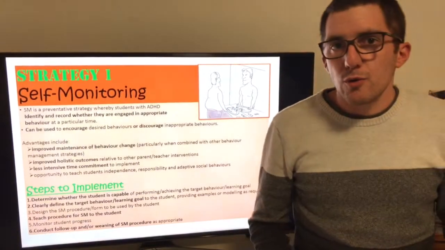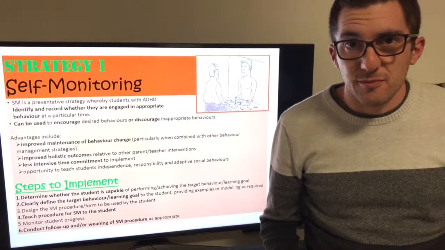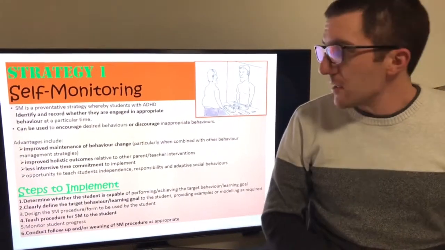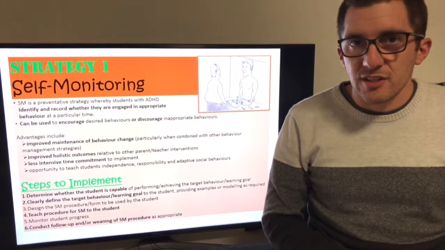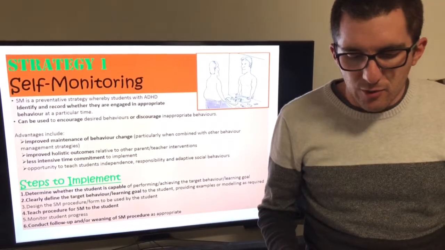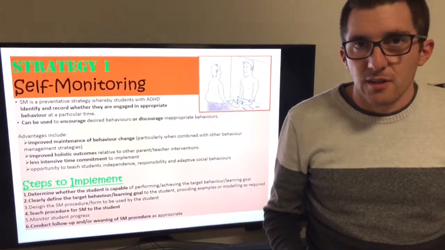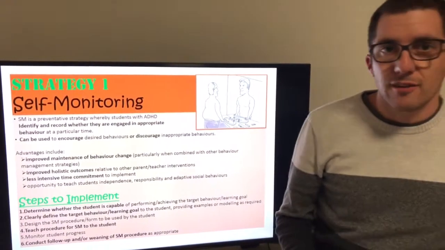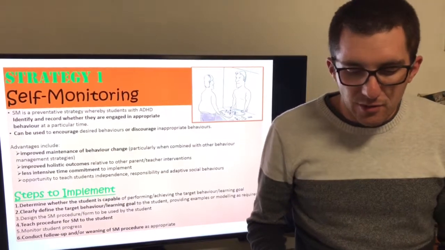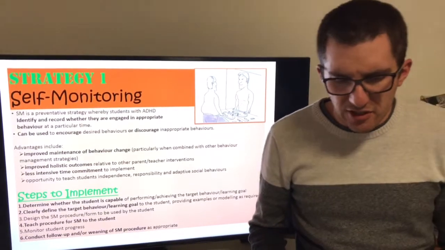We're going to be looking at two main strategies that you could potentially use in your classroom to support students with ADHD. The first is self-monitoring. Self-monitoring is a preventative strategy whereby students with ADHD identify and record whether they're engaged in appropriate behaviour at particular time intervals. It was developed via social cognitive theory, and it can be used to either encourage desired behaviours or discourage inappropriate behaviours. There's quite a few advantages to this strategy.